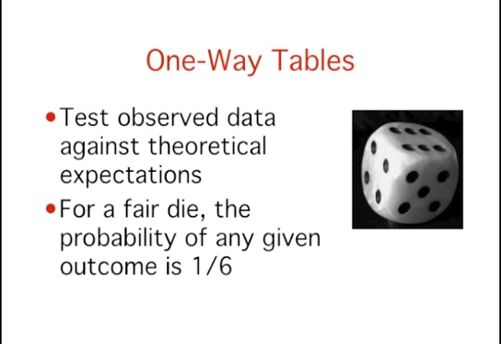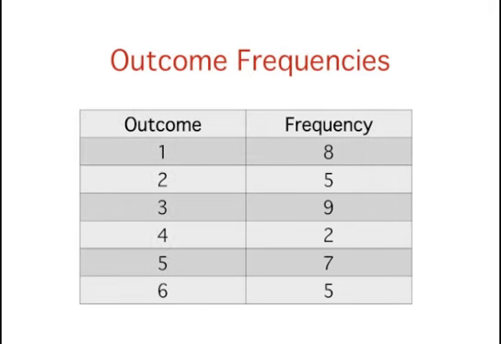Distribution can be used to test whether observed data differ significantly from theoretical expectations. For example, for a fair six-sided die, the probability of any given outcome on a single roll would be 1/6. The data in this table were obtained by rolling a six-sided die 36 times. Clearly, some outcomes occurred more frequently than others. For example, a 3 came up 9 times, whereas a 4 came up only 2 times. Are these data consistent with the hypothesis that the die is a fair die?